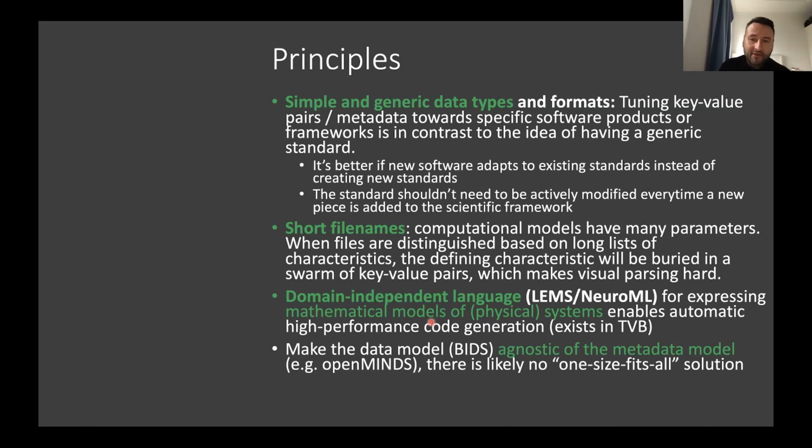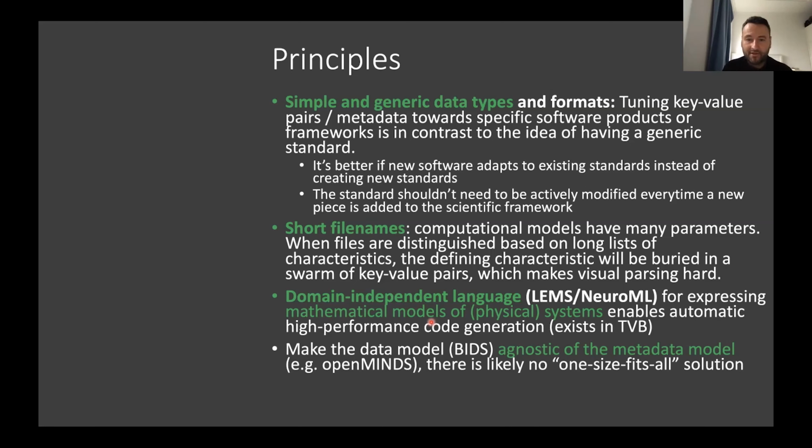Then a domain-independent language to describe mathematical models of physical systems, also with a physical interpretation, would be great. This is often needed. So the verbal description of a model in a paper is mostly not sufficient to really understand every logic and every computational, implementational choice behind it. So we need a machine-readable, a machine-understandable description of the model that comes with the scientific output.